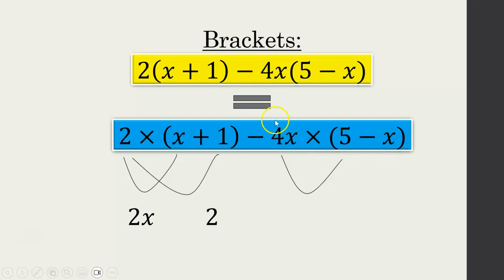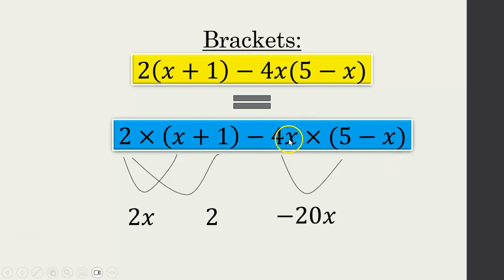I'm going to look at this bracket. What's minus 4x multiplied by 5? So minus 4x times 5. So there's no x. Yeah? There's no 5x. It's just 5. So what's 5 multiplied by minus 4? Well, that's going to be minus 20x.